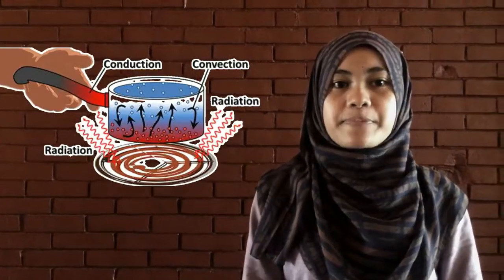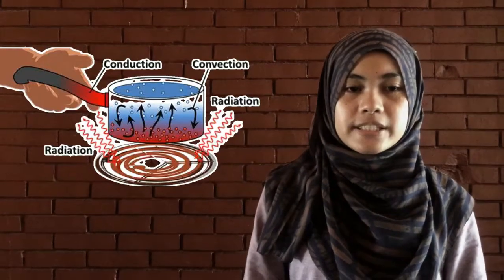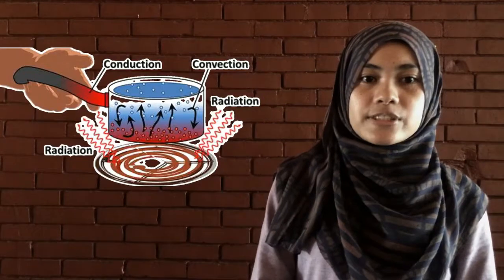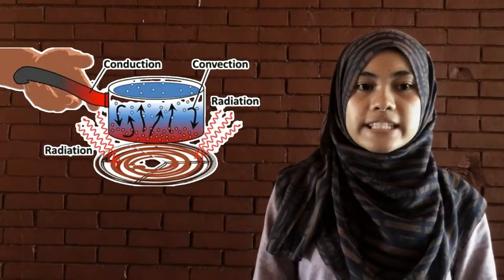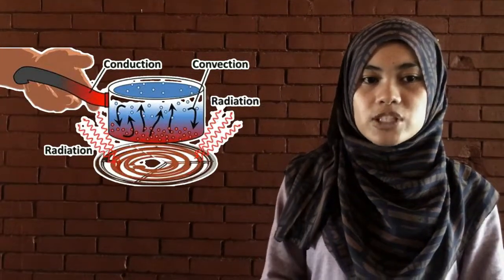So this picture represents all the three forms of heat energy transfers. So as you can see, in conduction, heat transfer occurs in solids, while in convection, it occurs in liquids and gases. And lastly, radiation, which occurs through waves. That is all. Thank you.